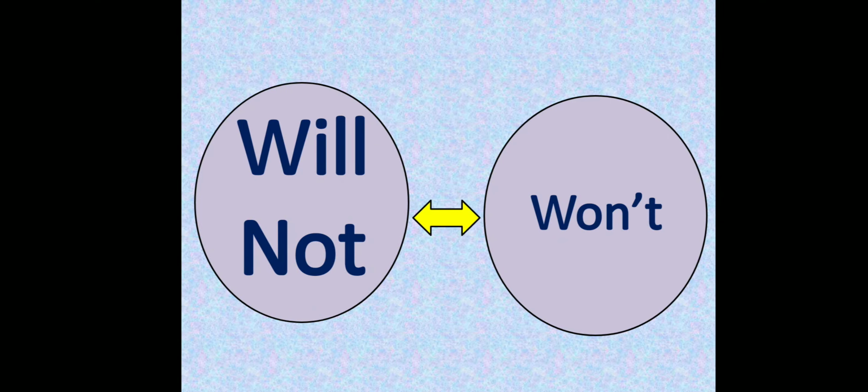Now the next word is will not. So to write the contraction of will not, here the double L of will changes to O, and the O of not will be removed, and in place of O we use an apostrophe sign. So the contraction will become won't.